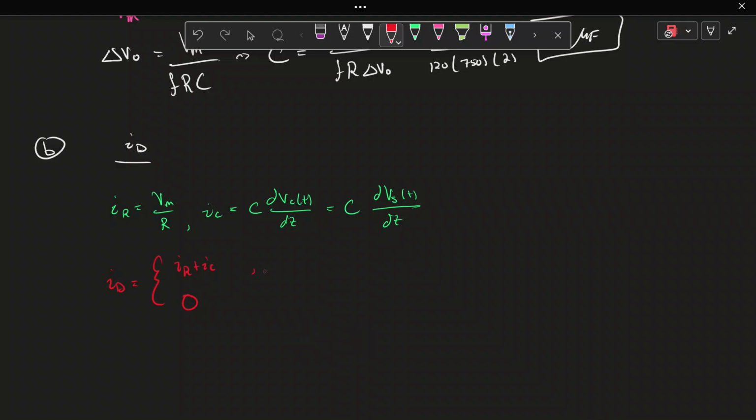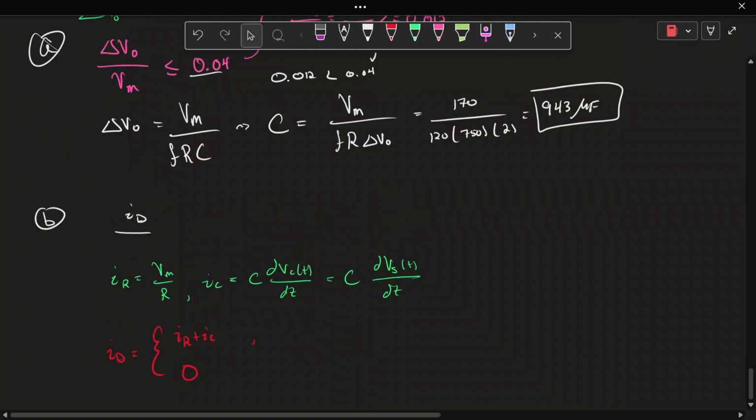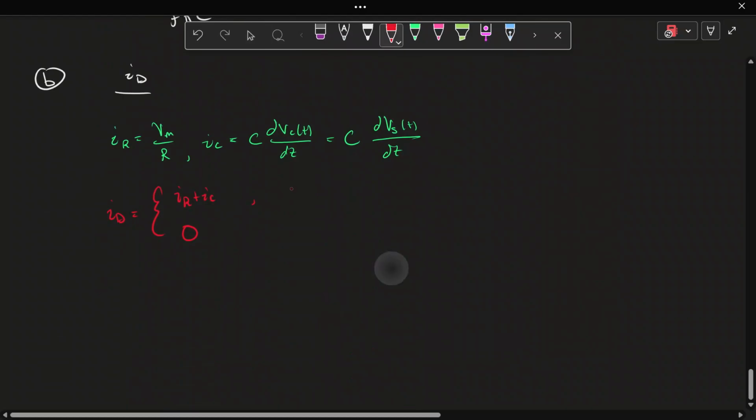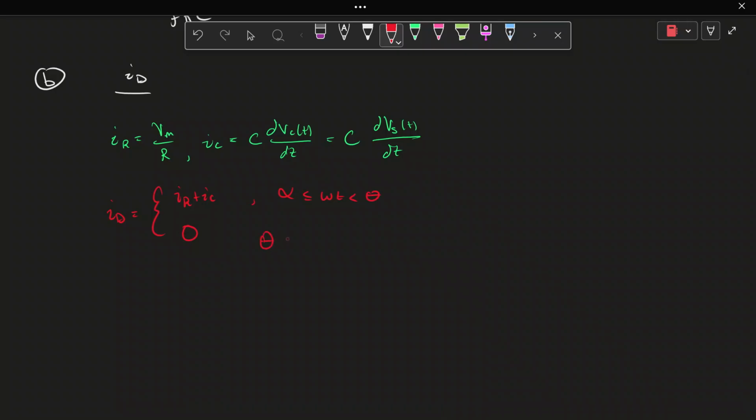But where is elsewhere? Well, let's scroll up a little bit. It says IR is equal to Vm over R when alpha is less than or equal to omega t, which is less than theta. So that's what we're going to write here: less than or equal to omega t less than theta. And I assume elsewhere, it's going to be 0.